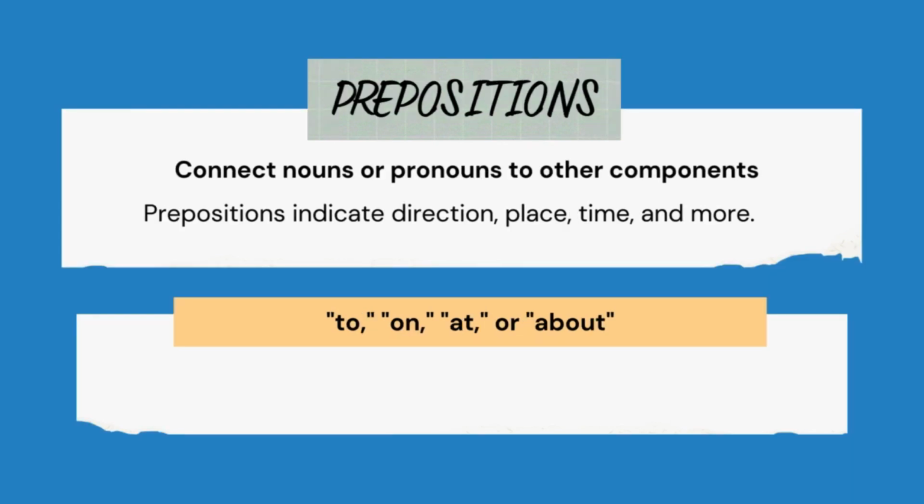Moving on to prepositions, we use them to connect nouns or pronouns to other components of a sentence. Prepositions indicate direction, place, time, and more. Think of words like to, on, at, or about. They help us express location and relationships.